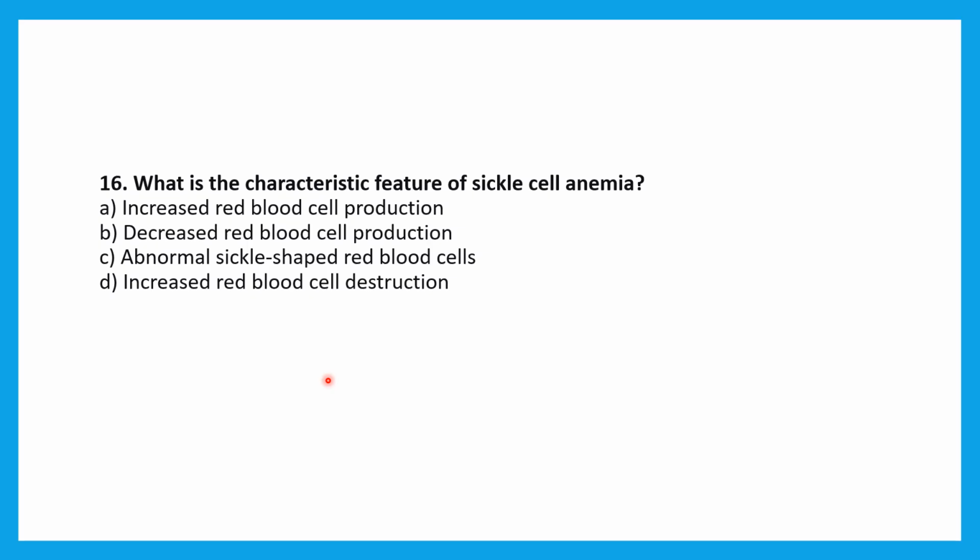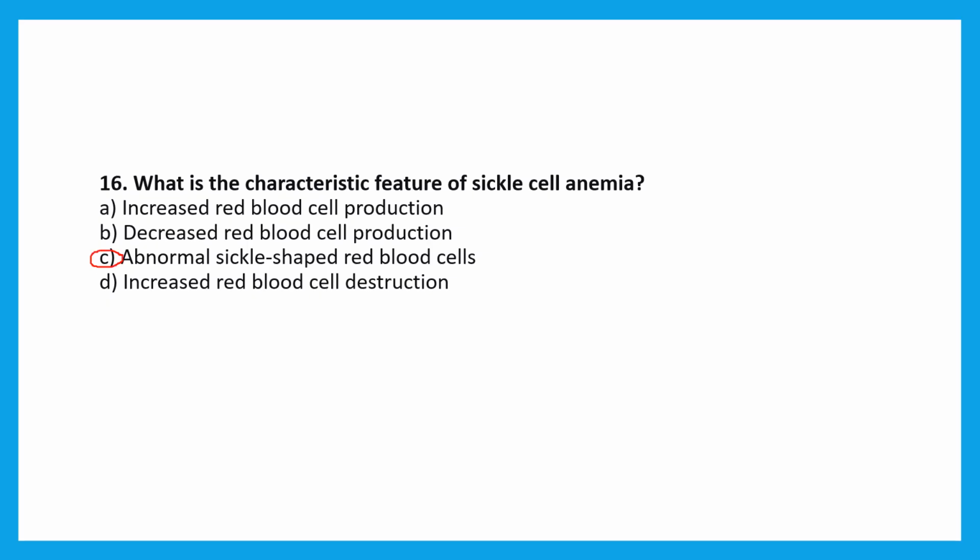This reminds me of the beloved 0.2% sodium metabisulfite. The low oxygen conditions that the red blood cells are exposed to cause them to deform into a sickle shape. So which one is the best answer here? The best answer is that the characteristic feature of sickle cell anemia is the abnormal sickle-shaped red blood cells.